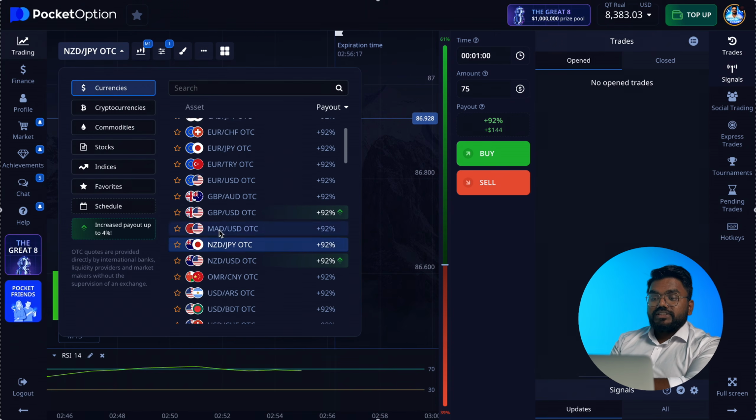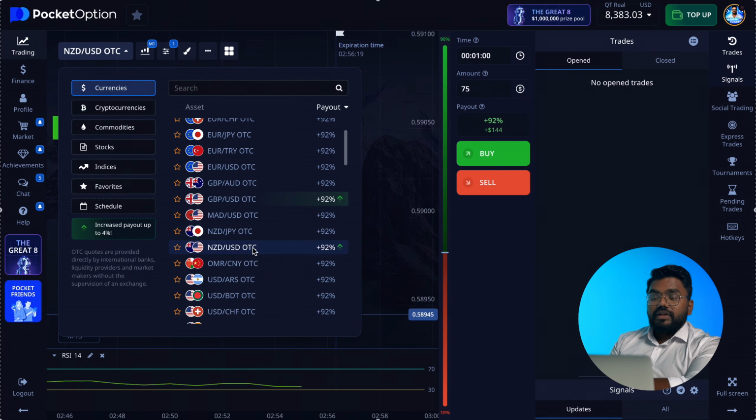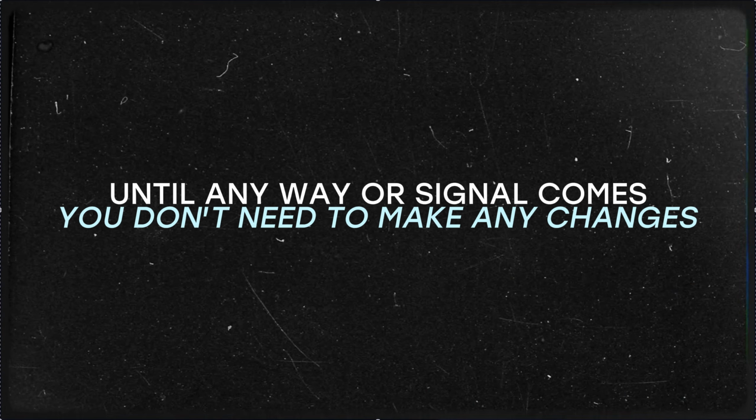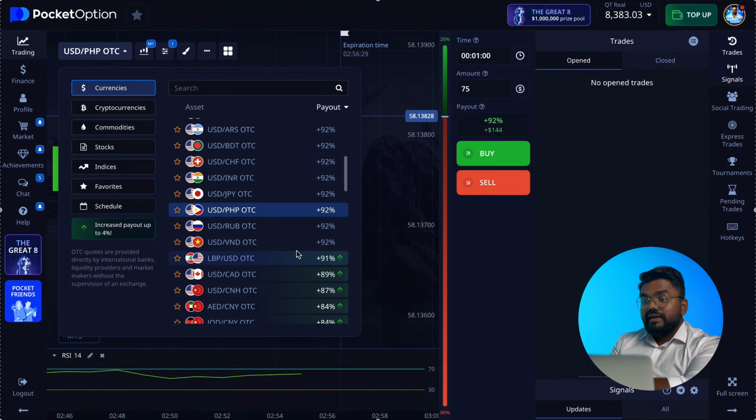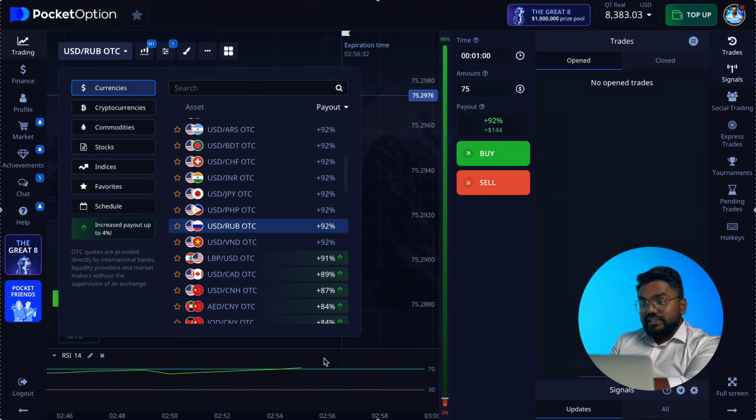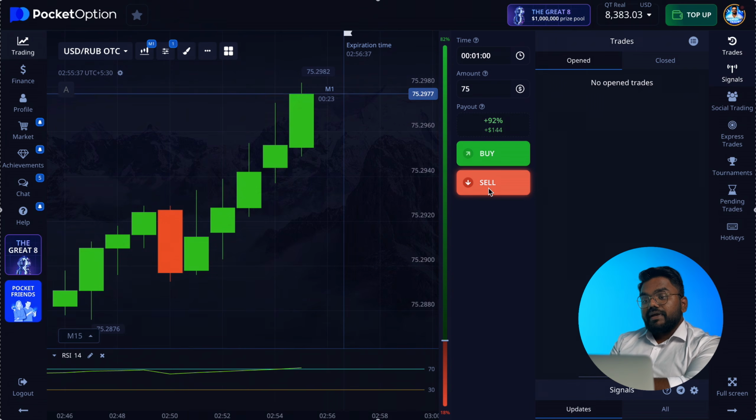Our journey right now is like we are driving a car and we need to reach the destination. Until any signal comes, you don't need to make any changes. Be patient and ride the car, because that is our end goal. So clearly see that this is going to go down because it's been overbought. So the price may drop down.